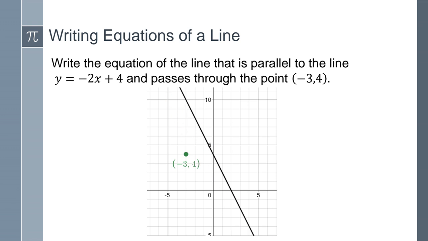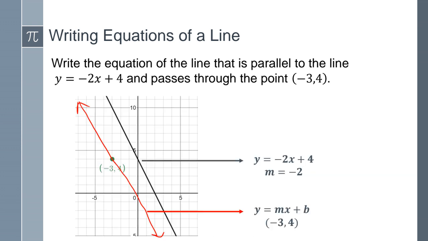So what we're trying to do is find the equation of this line that I drew here that passes through the point negative 3, 4. If the lines are parallel, they're going to have the same slope. In this example, the slope of y equals negative 2x plus 4 is negative 2. The only thing we know about the other line is that it passes through negative 3, 4, but since they're parallel, we're going to use the same slope. So m is equal to negative 2.